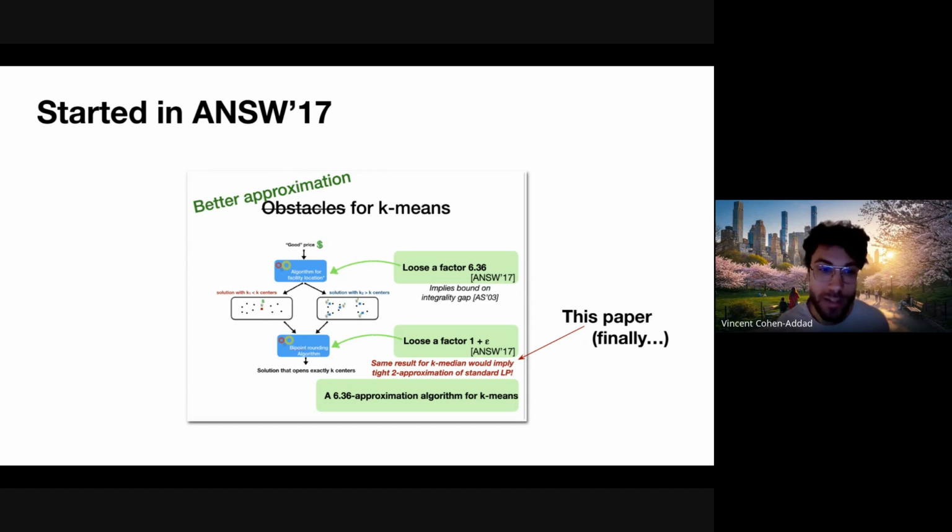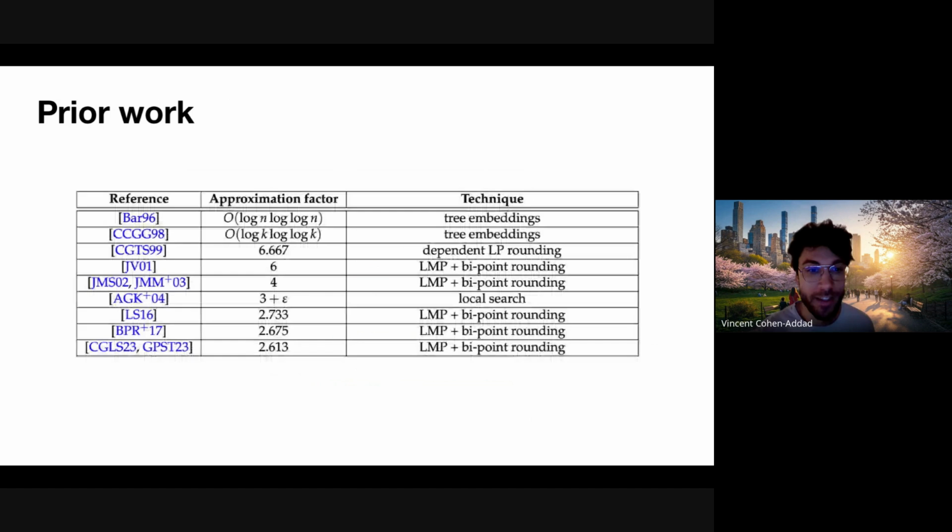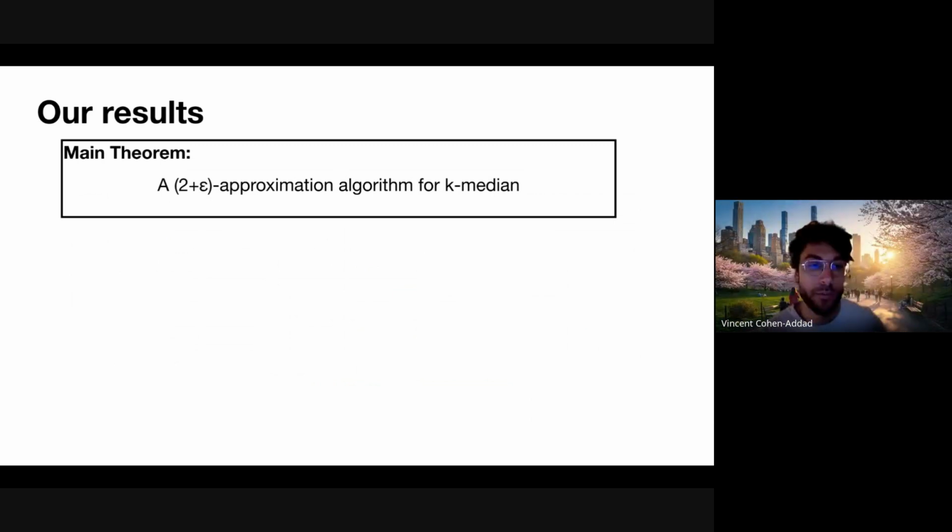And you can see that in all our slides from 2017, they were hoping that this could actually get us a 2 plus epsilon approximation for k-median. And this is what we do in this paper finally. All right, so there was a lot of work on k-median. I'm not going to go over all the details, but basically we started at log n in 96, and now we're down to 2.61 from the last couple of years. But it was a little bit stuck for the last 10 years, and so we are happy to make a little bit of progress here. We've been going down to 2.